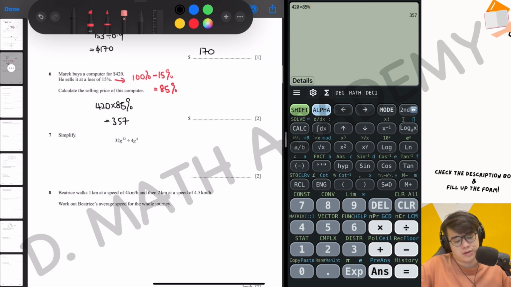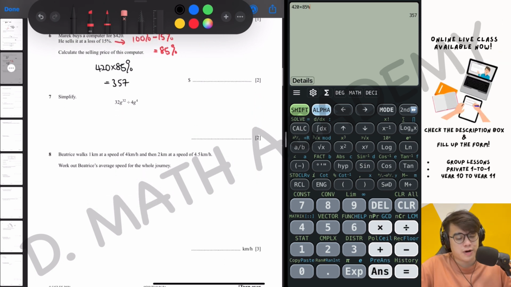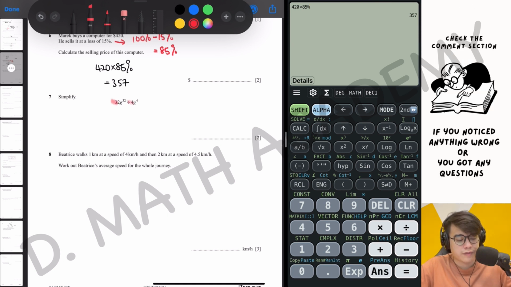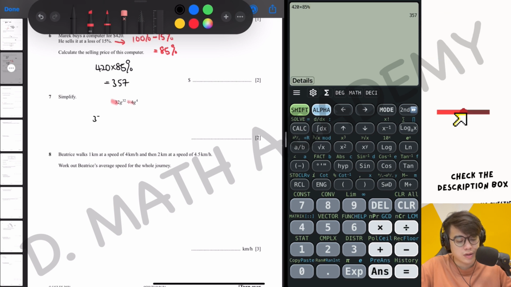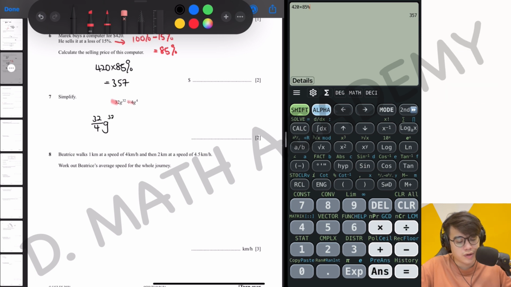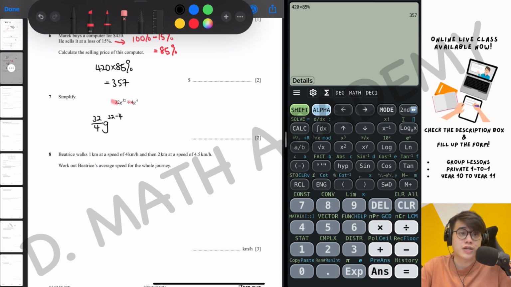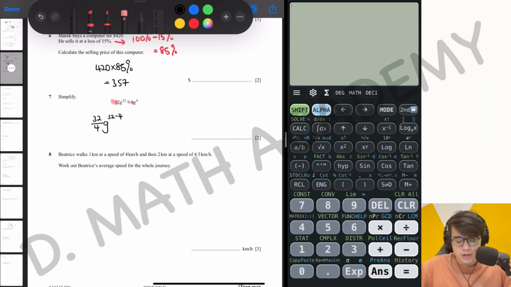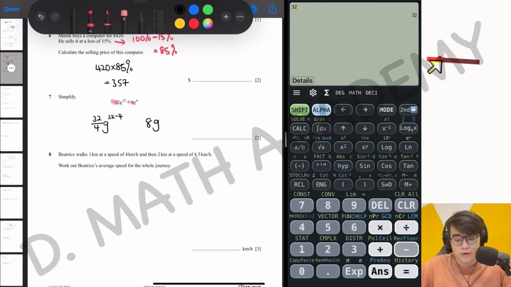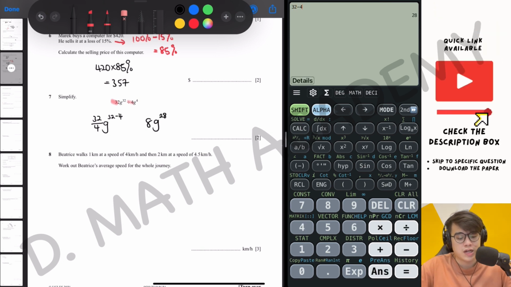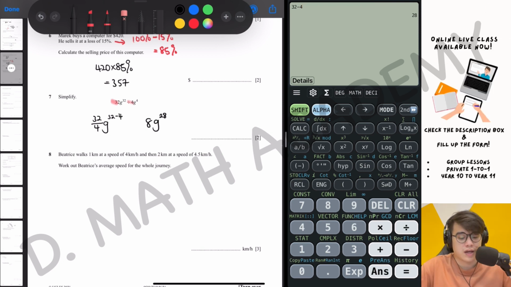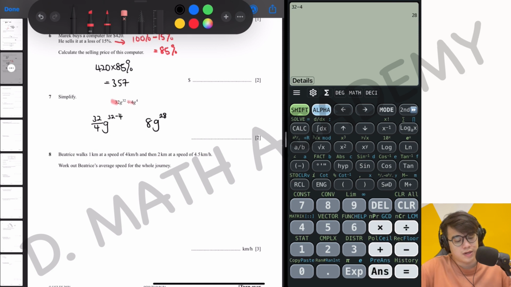Okay, so far pretty easy for this paper. Next part. Here comes a little bit of indices, but for this particular type of question, always run the numbers calculation first, and then since both have g, they will be subtracting from each other because of the divide sign there. So 32 divided by 4, you get 8, and then g, 32 minus 4, you get 28. So that's how you find your final results here. So they are 357 and 8 g to the power of 28 here.